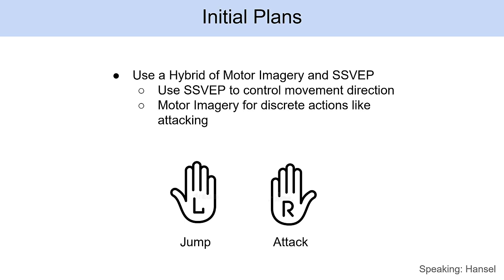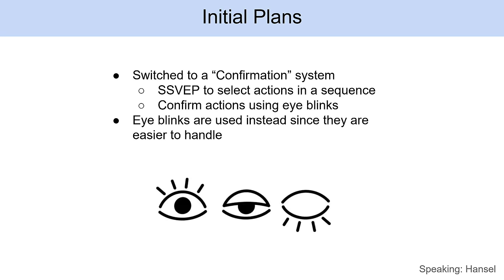Initially, we wanted to explore motor imagery in addition to SSVEPs. We wanted to use SSVEPs to control player movement and handle discrete actions such as attacking, jumping, or even dashing using motor imagery. However, we decided in the end that it would be quite challenging to gather good data, due to both time constraints and the fact that motor imagery data can be difficult to detect.